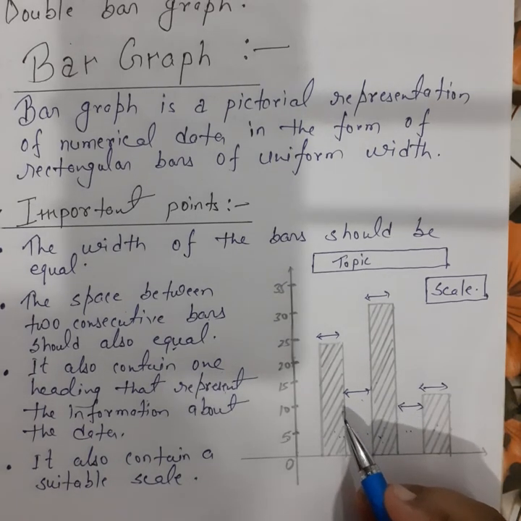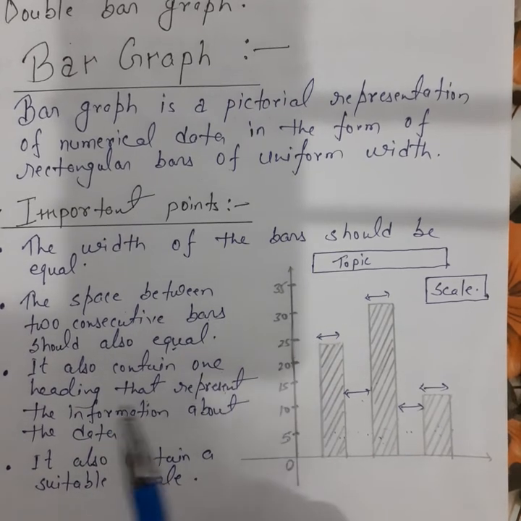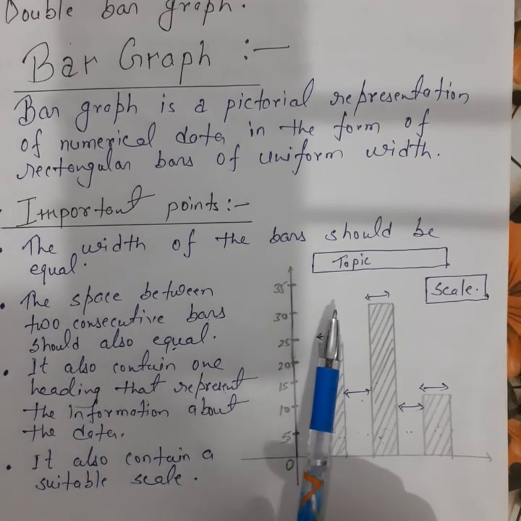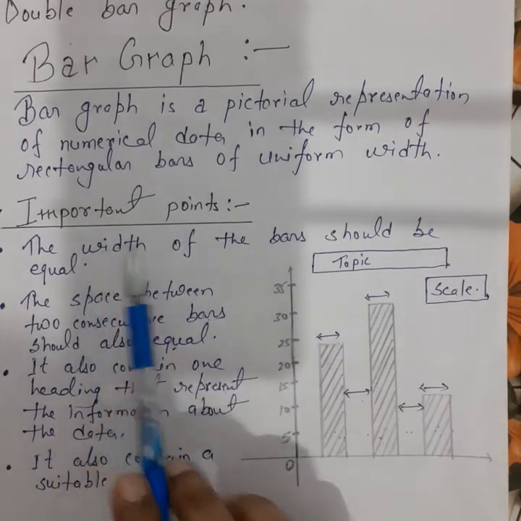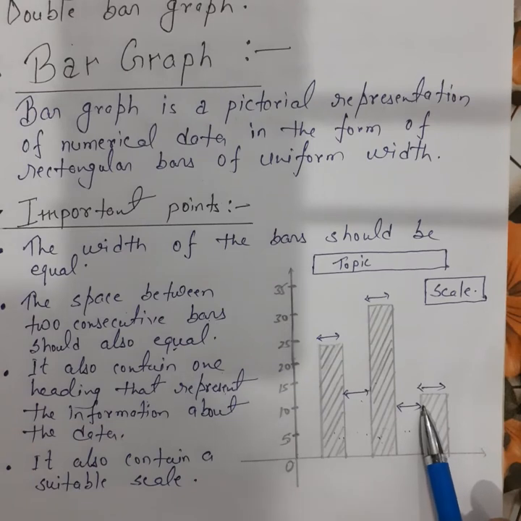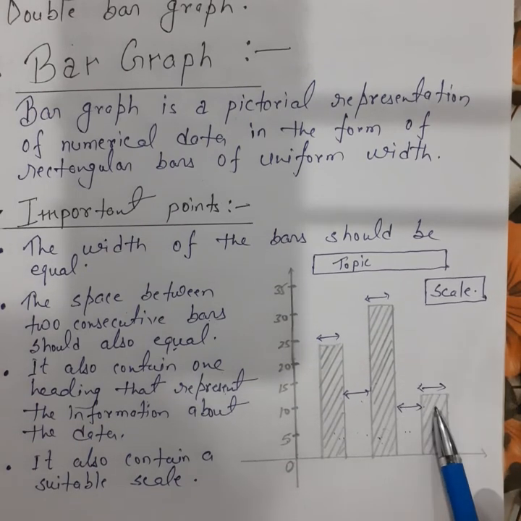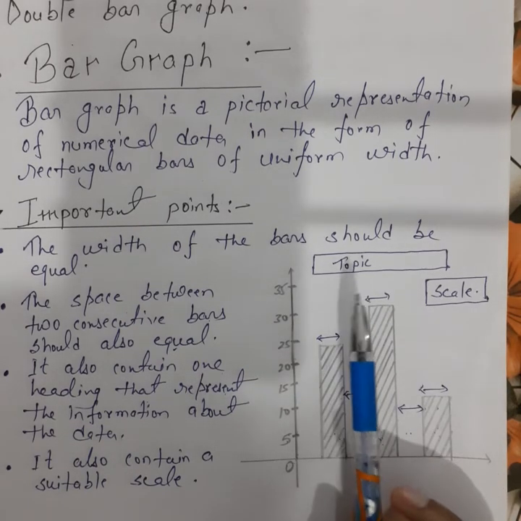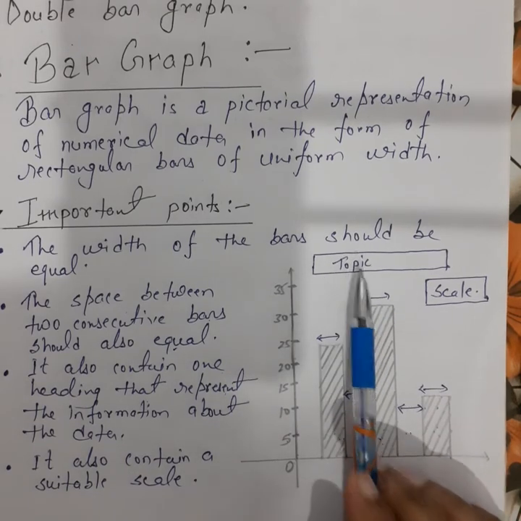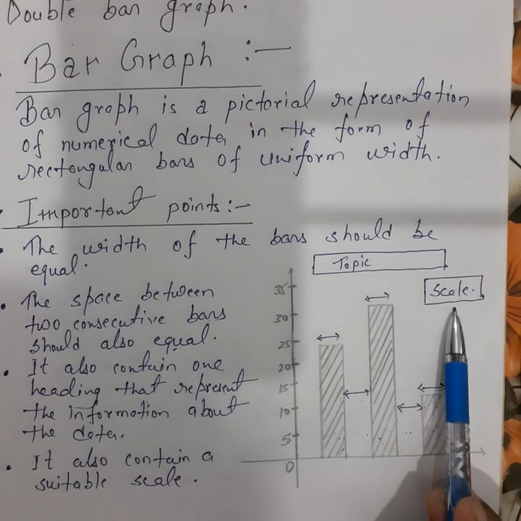Okay. So, what did we learn? We learned what a bar graph is. That is, a bar graph is a pictorial representation of numerical data in the form of rectangular bars. The width of each rectangular bar should be equal, and the space between the consecutive bars should also be equal. After that, what do we have to give? We have to give a topic to the bar graph, and we have to mention the scale.